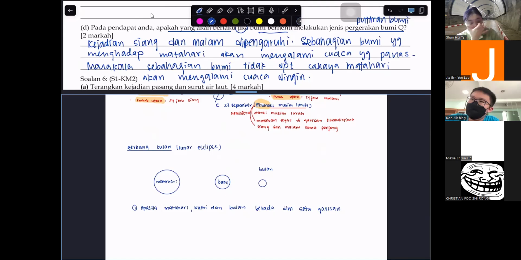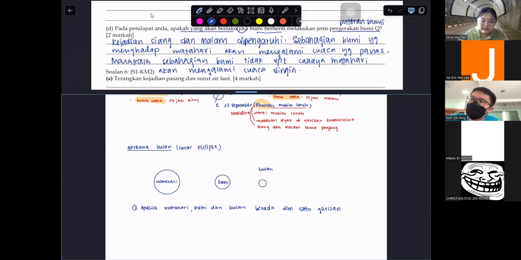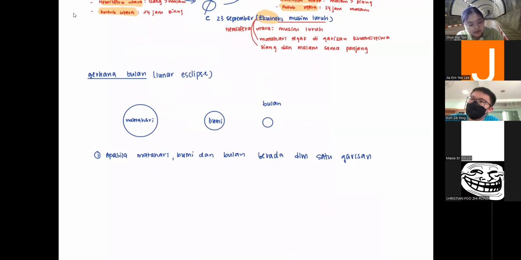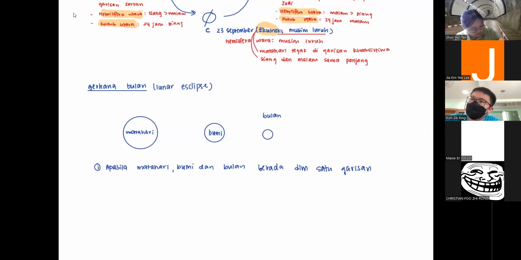And what happened? So you see, moon itself has no lights. So where do the lights come from? Come from matahari. And now what happened? Your earth is blocking the lights. So you can see it. Your bumi is blocking the sunlight.